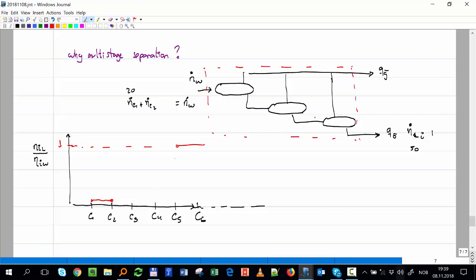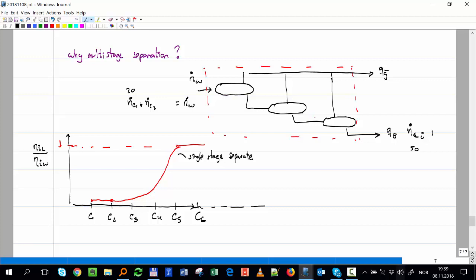Okay, so if you use a single stage, it will be something like that. Most of them will go to the gas. When it's 0, it goes to the gas; the liquid is the opposite. So this is if I have a single-stage separation.